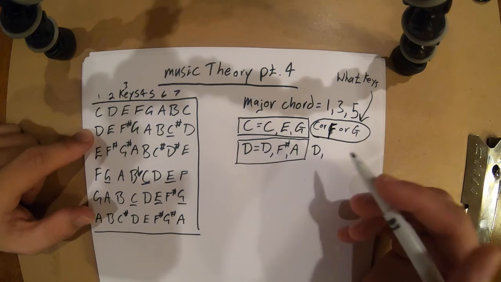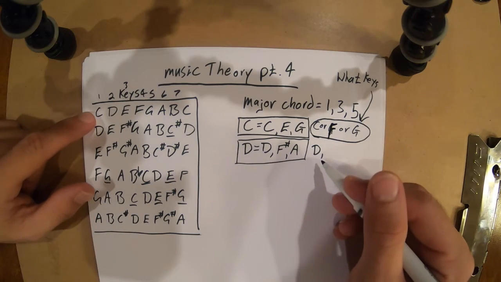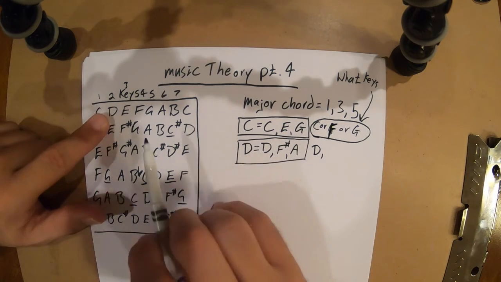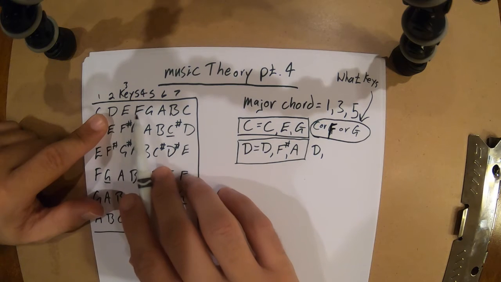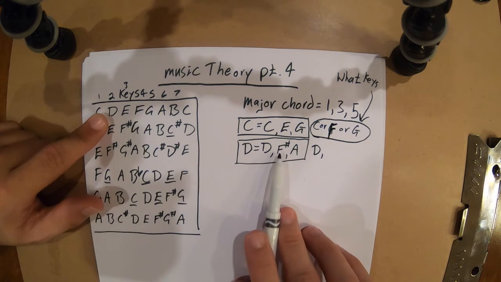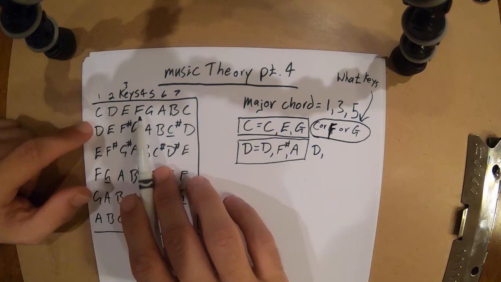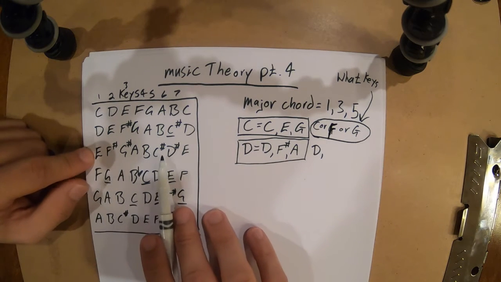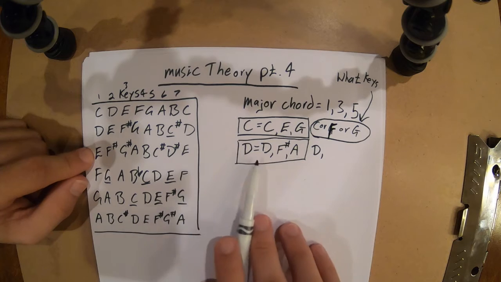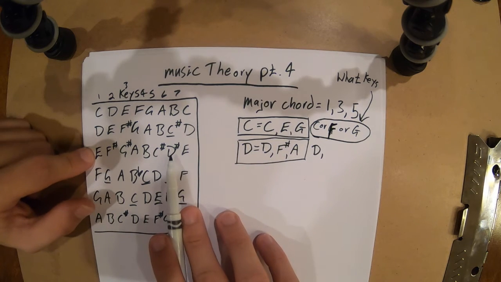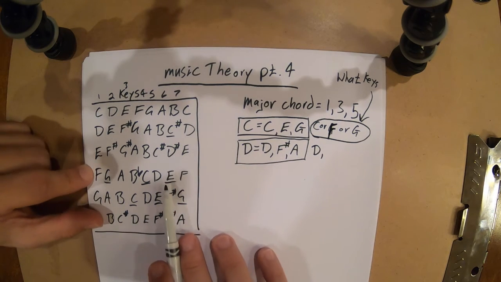Let's check some of the others. Can we have a D chord in the key of C? We do have the D that we need, we do not have the correct F. This is F sharp. This is F natural, so that doesn't work. Can't do C. All right, key of E. Do we have what we need? Well, we need a natural D. Key of E has a D sharp, so that's out.